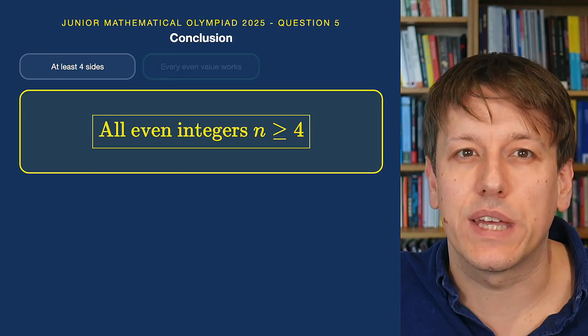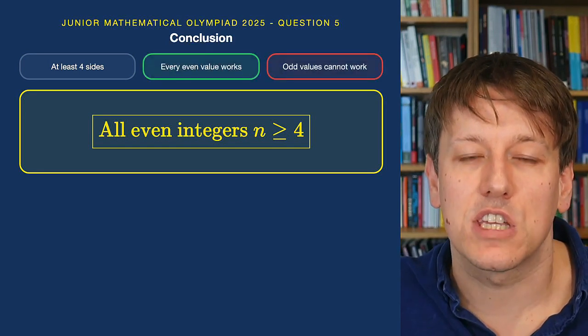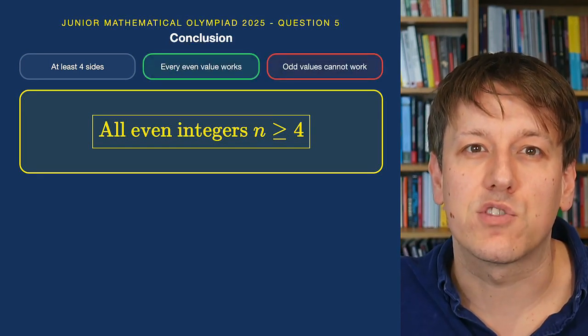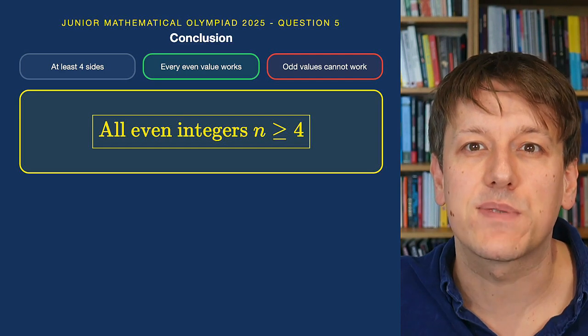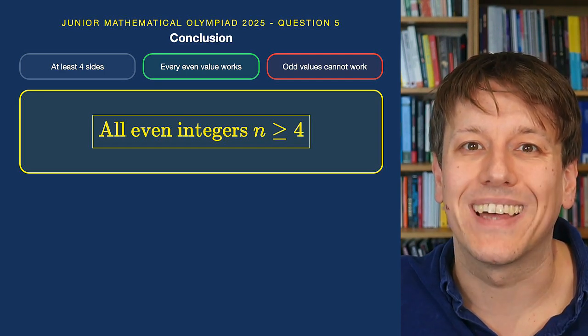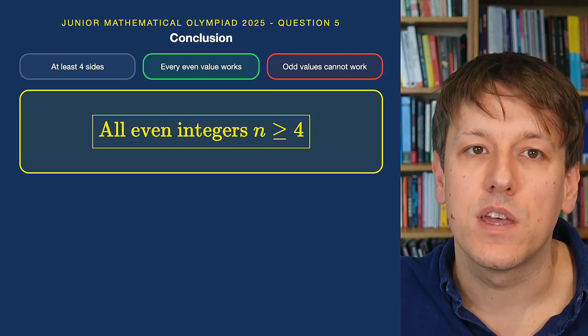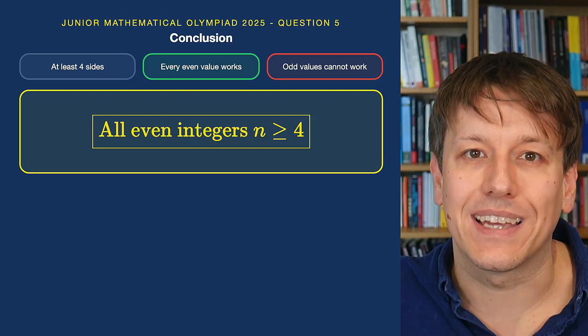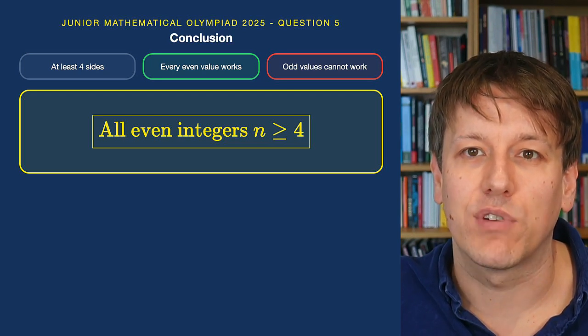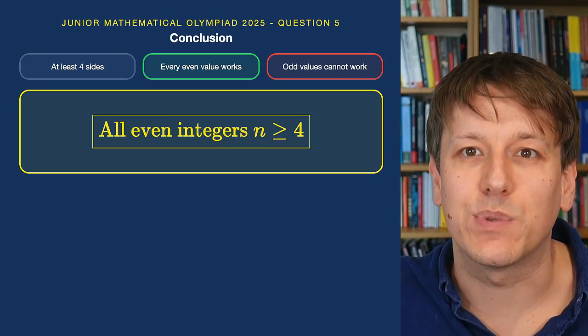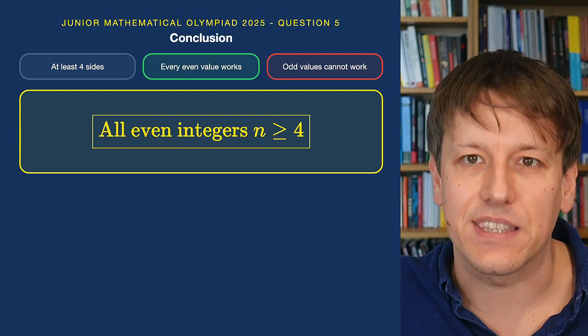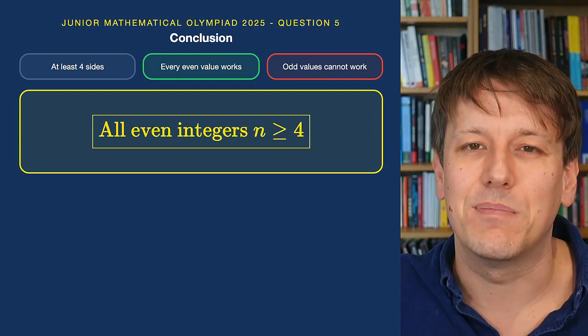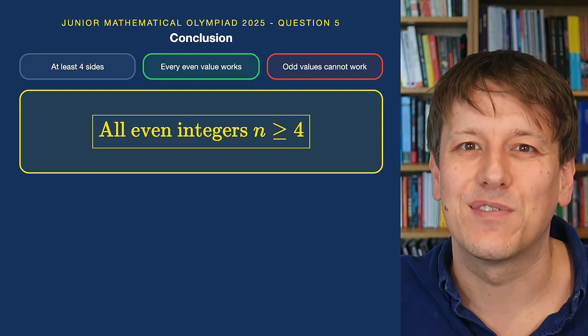So that does show then that any such polygon has at least 4 sides. We've constructed polygons with every even number of sides from 4 upwards, and we've proved that an odd number of sides is impossible. So the possible values are exactly all of the even integers n greater than or equal to 4, and if we write that out clearly and carefully, then that would be a complete answer for an Olympiad question.